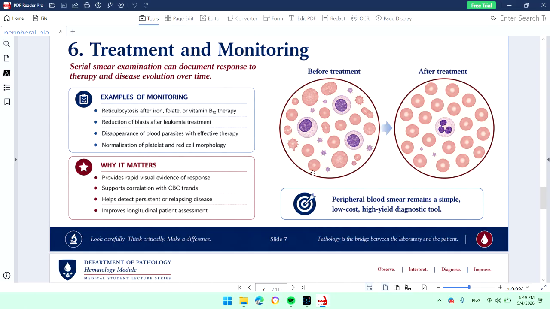Thank you for this section. In the next session, I will talk to you about the steps of preparing and staining of peripheral blood smears.